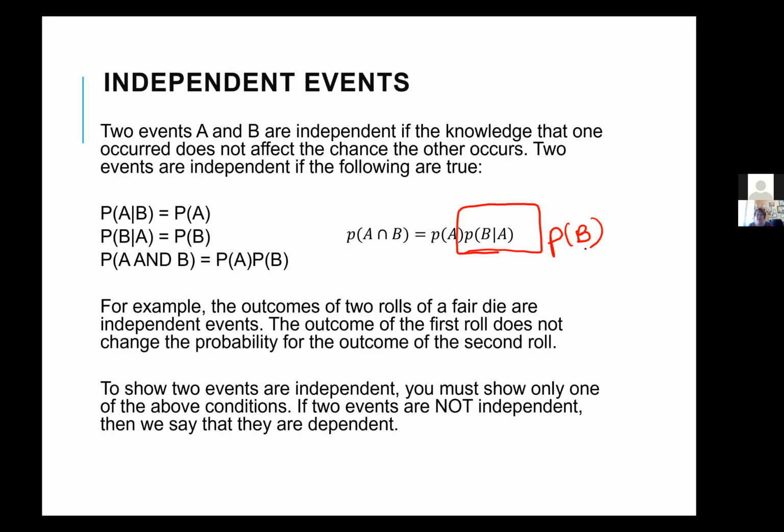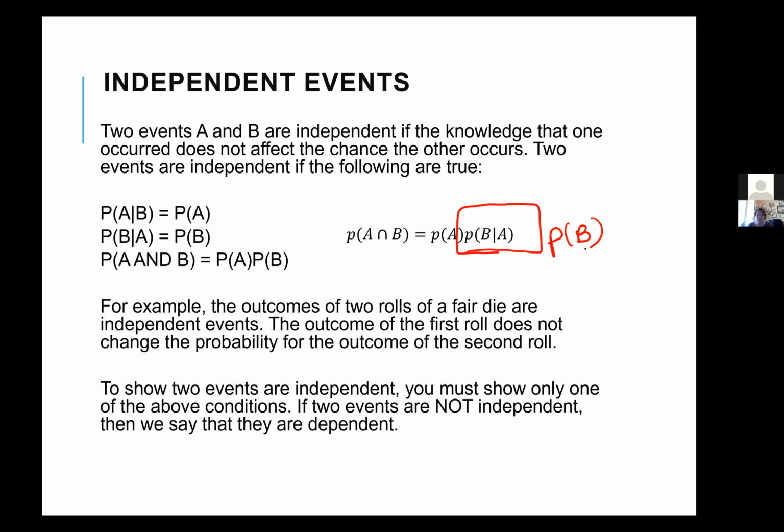For example, independent events. The outcomes of two rolls of a fair die are independent events, because the second roll of your die is in no way, no how dependent on what the first roll was. They're completely independent events. If I roll a die, I get a 2. Pick the die up and roll it again. The second roll is in no way affected by the roll of the first die.